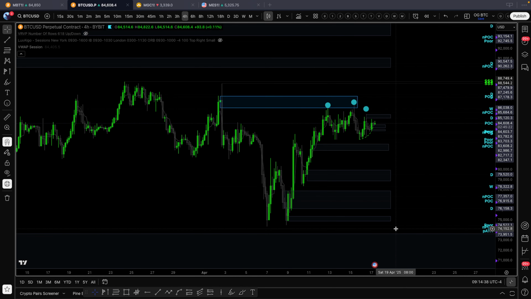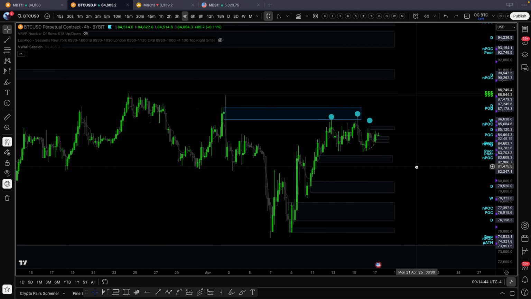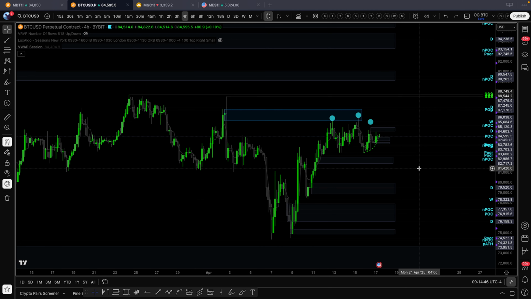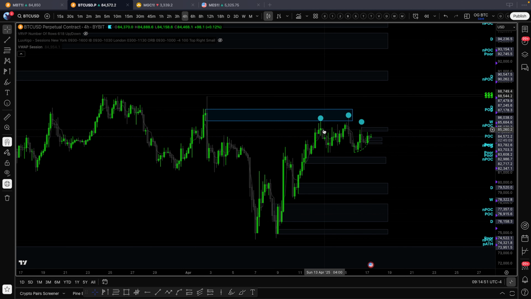All right, let's jump back into Bitcoin and see what kind of levels we have for today for any potential trade setups. Take a look at the 4 hour. We haven't changed much from yesterday. We're still pretty much in this range here on more of a local time frame.